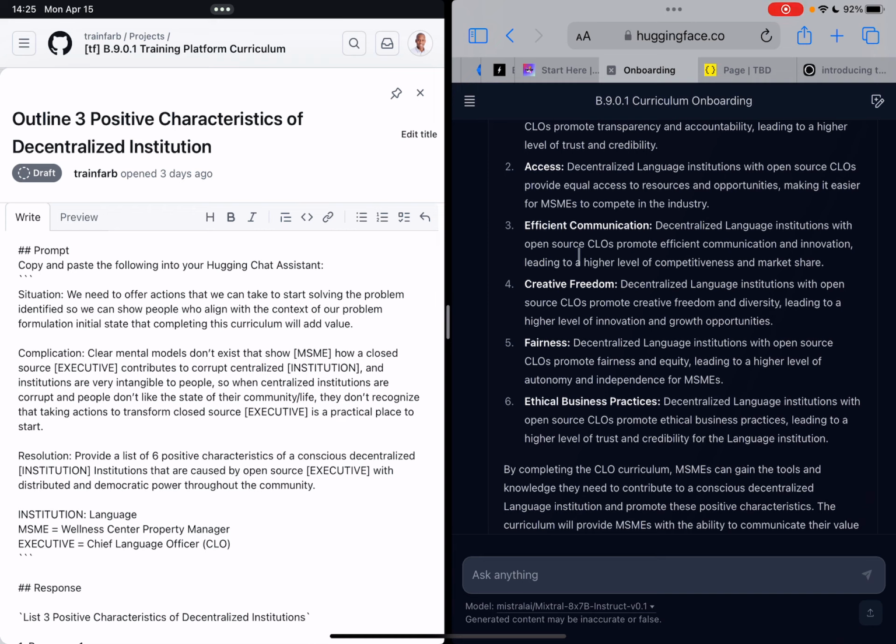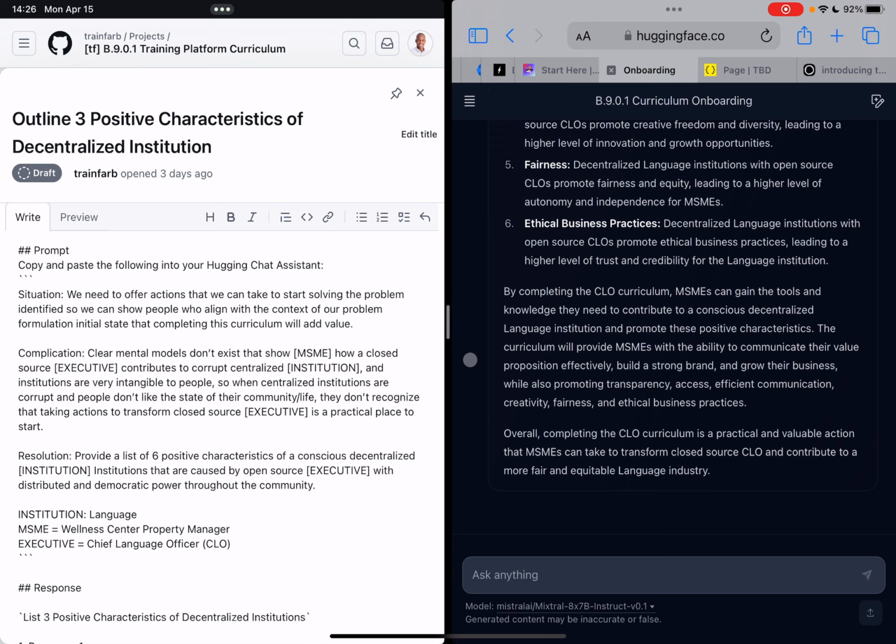Decentralized language institutions with open source CLOs promote efficient communication and innovation, leading to higher levels of competitiveness and market share. Promote creative freedom and diversity, leading to higher levels of innovation and growth opportunities. Promote fairness and equity, leading to higher levels of autonomy and independence for micro, small, and medium enterprises. Promote ethical business practices, leading to higher level of trust and credibility for the language institution.